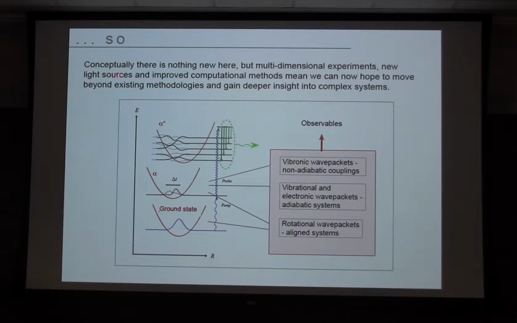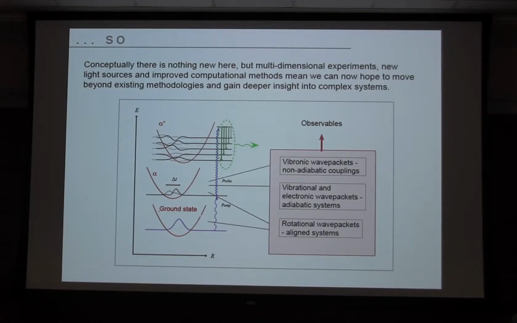So conceptually, I'm not telling you anything you don't already know. But I think we are getting to the point where, with multidimensional experiments and also with improved calculations, we can start to really make some leap forward in the complexity of the systems we can treat to a reasonable level of accuracy, and go beyond, as has particularly been the case in chemistry, often very general hand-waving models of how some dynamics is occurring.